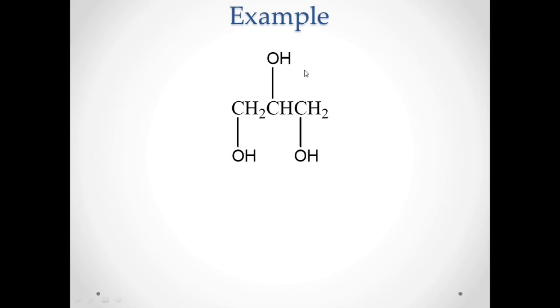Next. Now you have 3 OH attached to it. Therefore, this is a triol because of 3 alcohol groups, or 3 OH. Again, number it 1, 2, 3. The longest continuous carbon chain is propane, so you should expect propane triol. Okay? Propane triol.